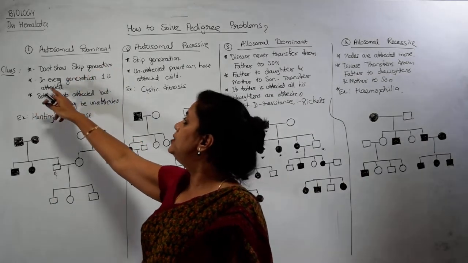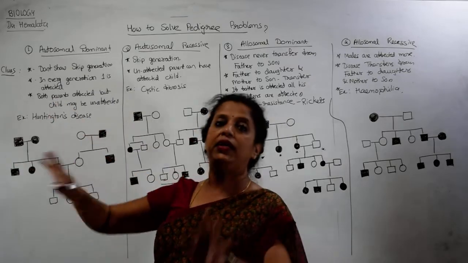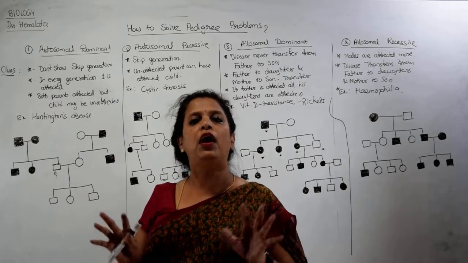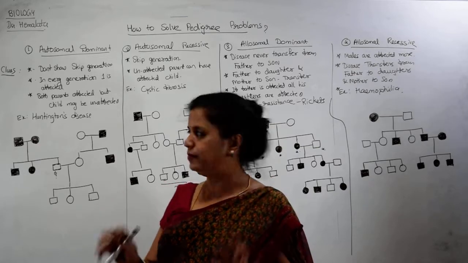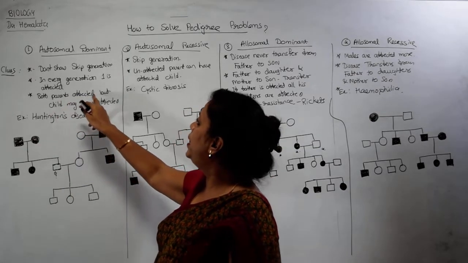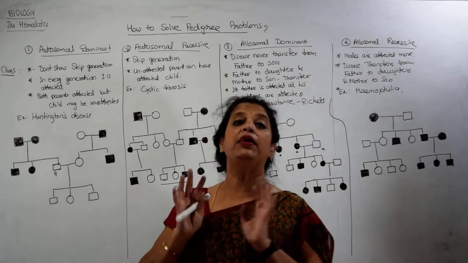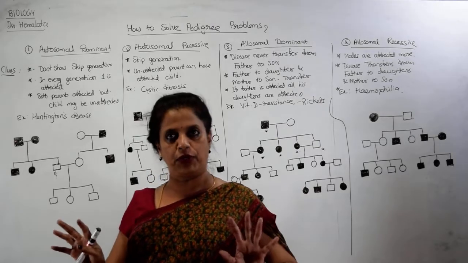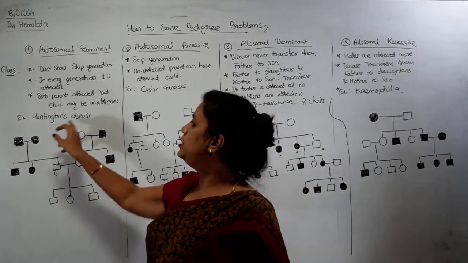Okay. Second is, in every generation, one is affected. Means, whatever it is, one of the individual offspring is affected. Then both the parents are affected but the child may be unaffected. So among all the 3, one may become right for you. Right? So the example is Huntington's disease.